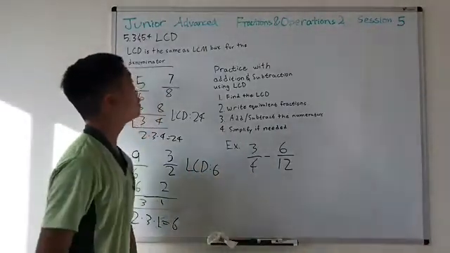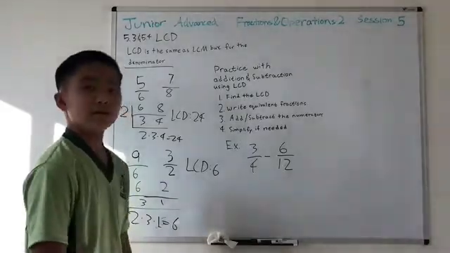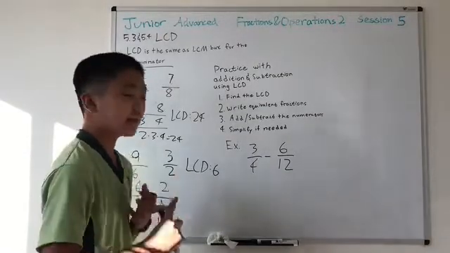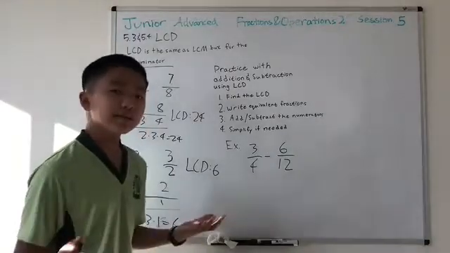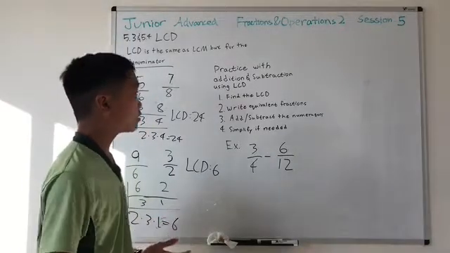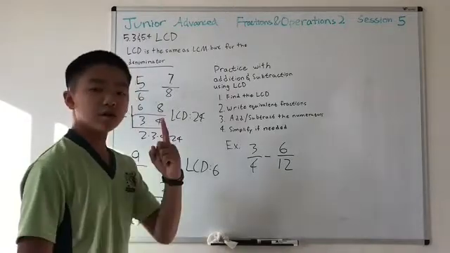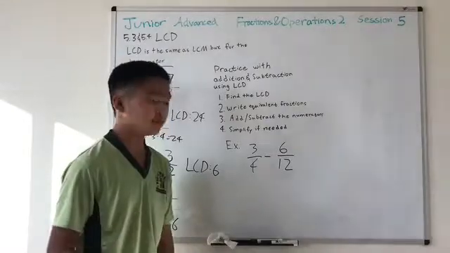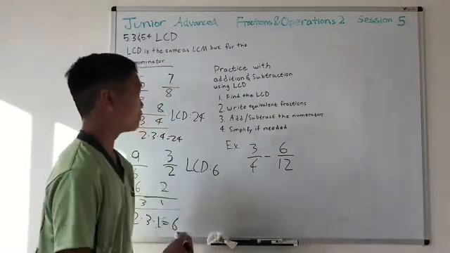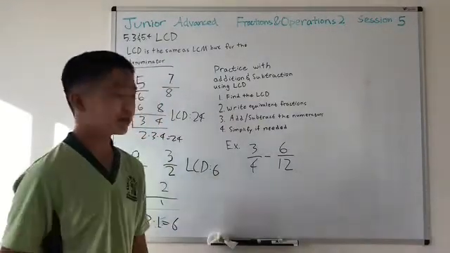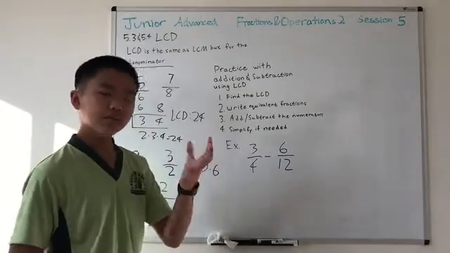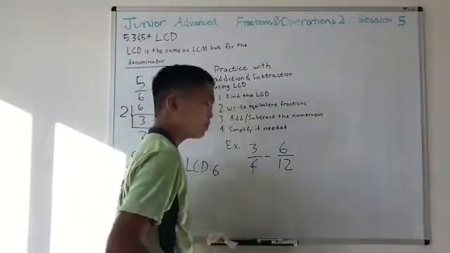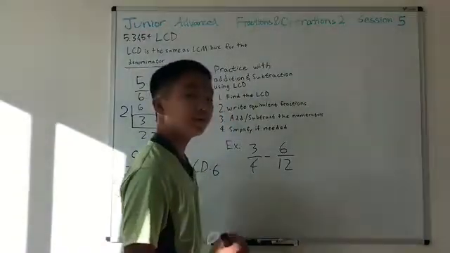And then on to 5.4. So in 5.4, we practice with addition, subtraction, and using the LCD. So some of the steps that we can use to add or subtract using the LCD are, first, we find the LCD. Then second, we write equivalent fractions, which means that the denominators are the same. And third, we add and subtract the numerators. And fourth, we simplify if needed. So this is the example problem that's in the lecture notes, and we're going to do it.